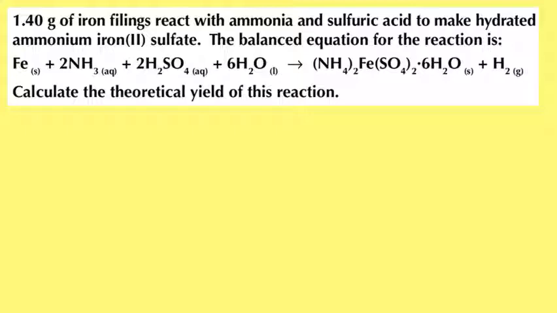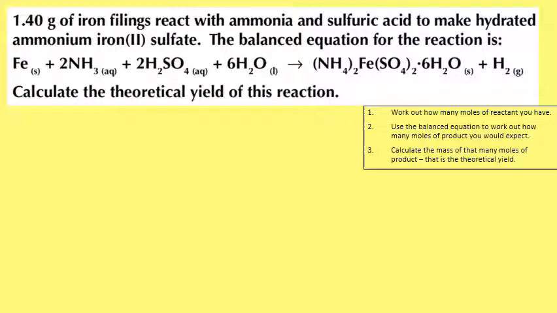So you've got 1 mole of iron plus 2 moles of ammonia plus 2 moles of sulfuric acid plus 6 moles of water give us 1 mole of hydrated ammonium iron sulfate plus a bit of hydrogen. And we're to calculate the theoretical yield of this reaction. Before we start, let's remind ourselves of our three-step process. Step number one, work out how many moles of reactant you have.